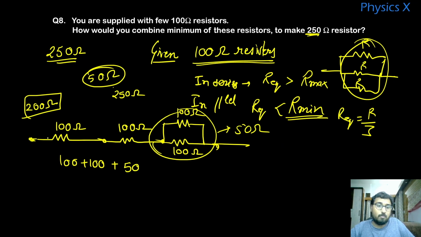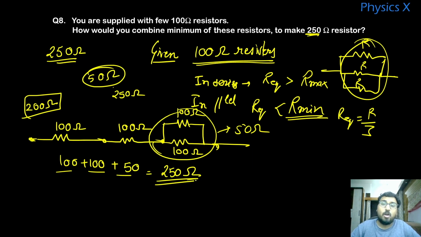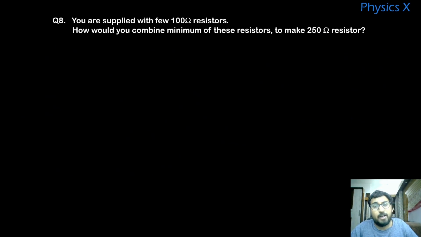So that is how you combine 2 resistors of 100 ohm in series and 2 in parallel. This 100 plus 100 plus 50 will give you 250. So that is how you judge, right? For this you need to understand that series combination will keep on increasing your equivalent resistance value, and if you connect resistances in parallel, it will be lesser than your given resistance value, right? So this concept you can use.